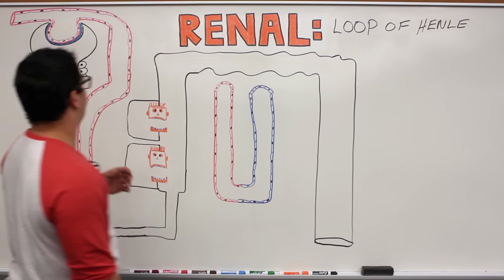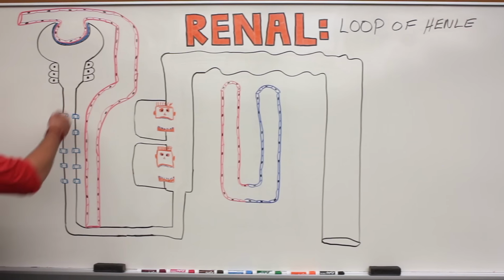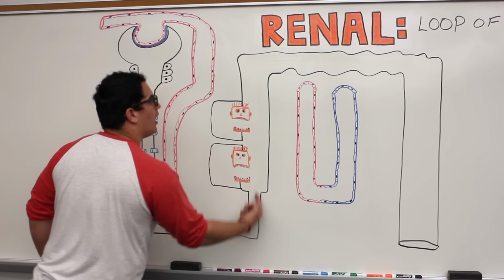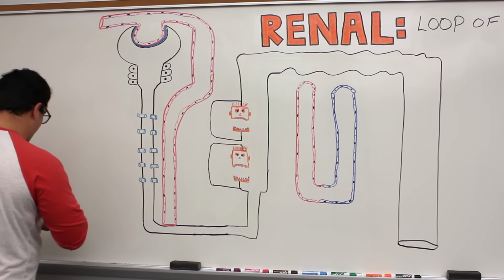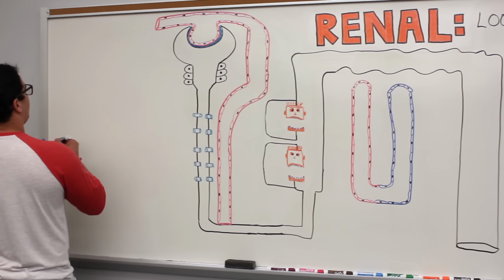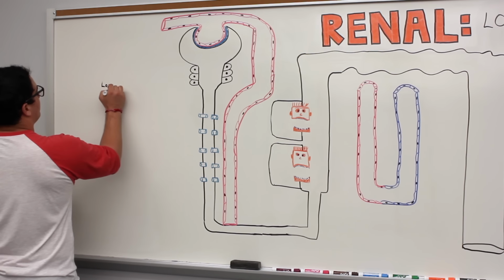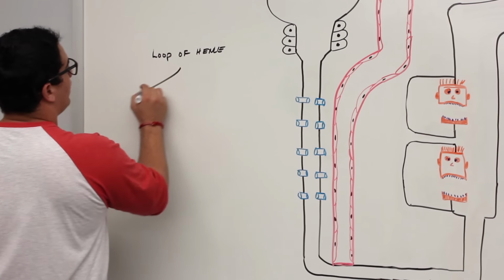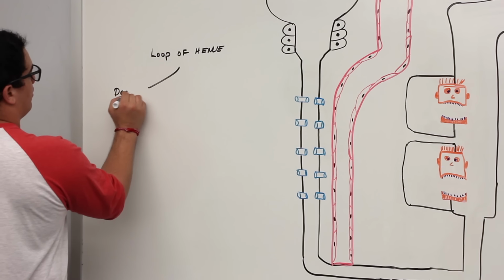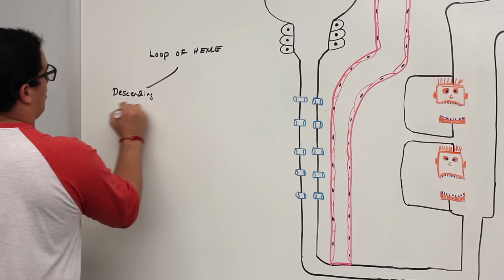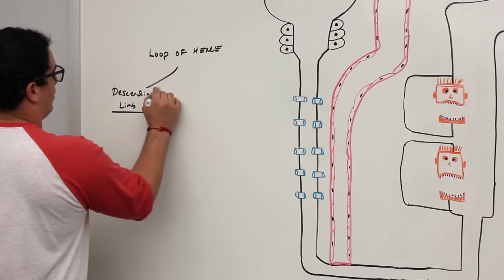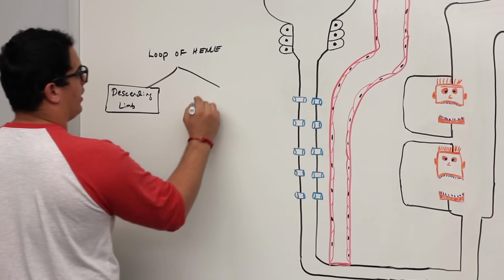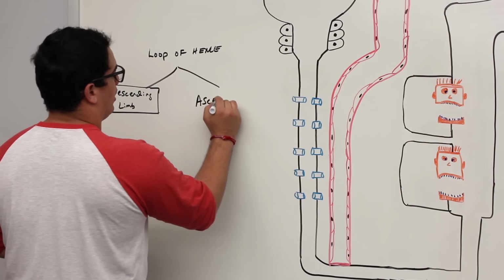Okay, so Loop of Henle. There are two parts of the Loop of Henle. The Loop of Henle consists of the descending limb, which is this part here, and then coming up, the ascending limb. So again, let's define that. The Loop of Henle is broken into two parts. One is the descending limb, and we're going to talk about this one first. And then the other component of the Loop of Henle is the ascending limb.